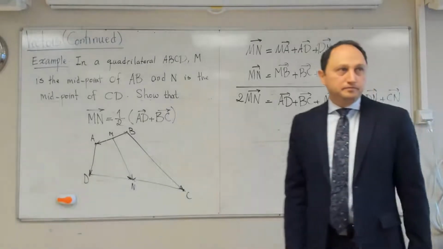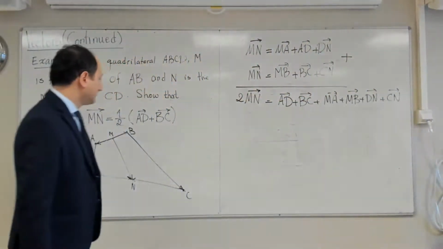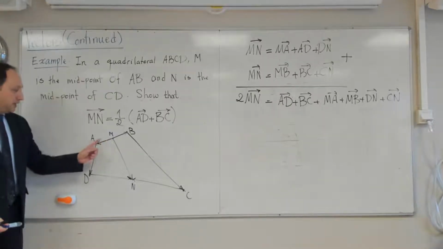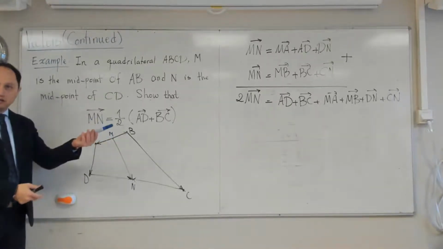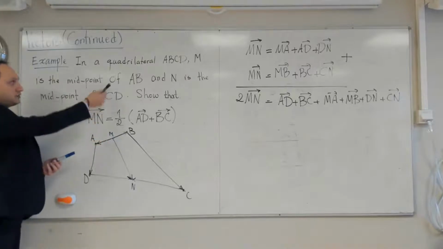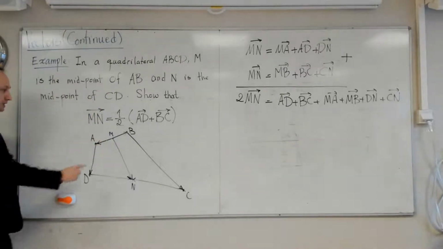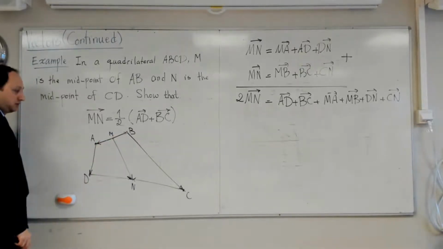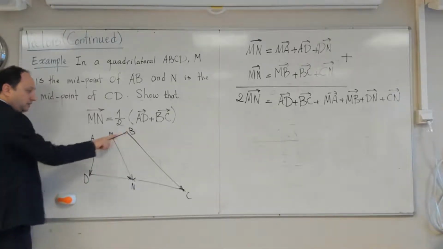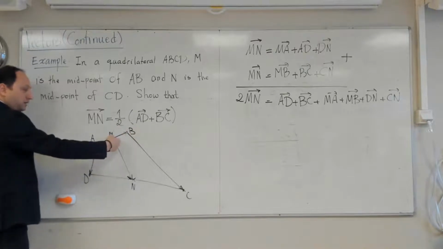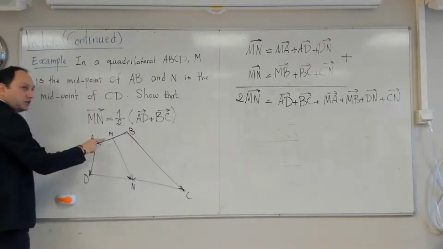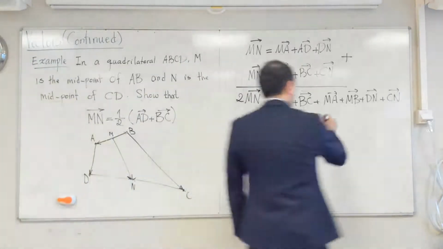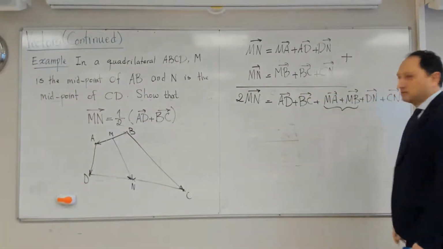If M is the midpoint of AB, they're opposite. So you see that MA and MB are on the same line. As Cameron said, M is given to be in the middle. So what does it mean? It means that the length of this vector and the length of this vector is the same. They are parallel on the same line, but one of them is pointing in this direction and the other one is pointing in the opposite direction. Okay, so what is the answer to this?